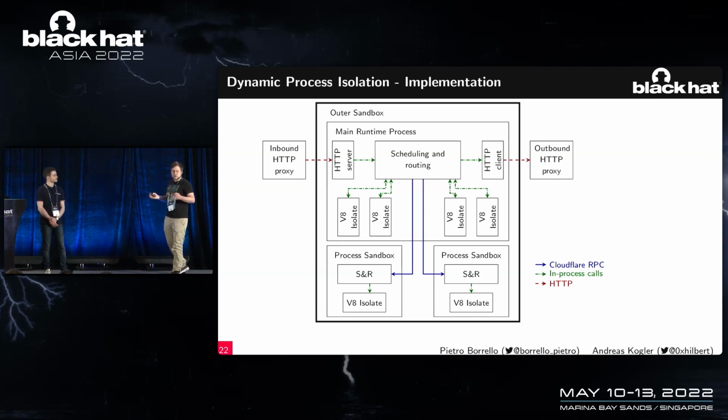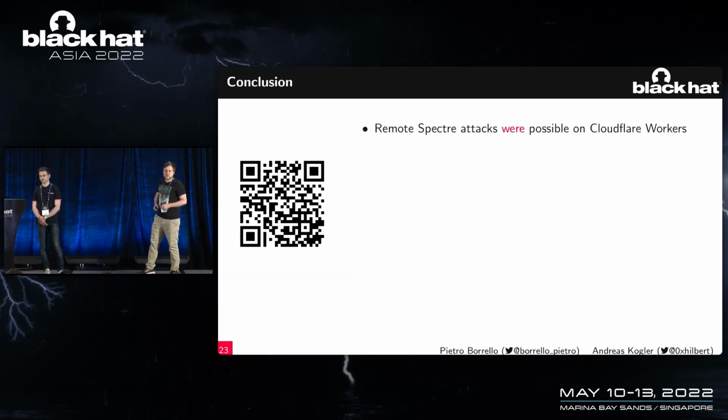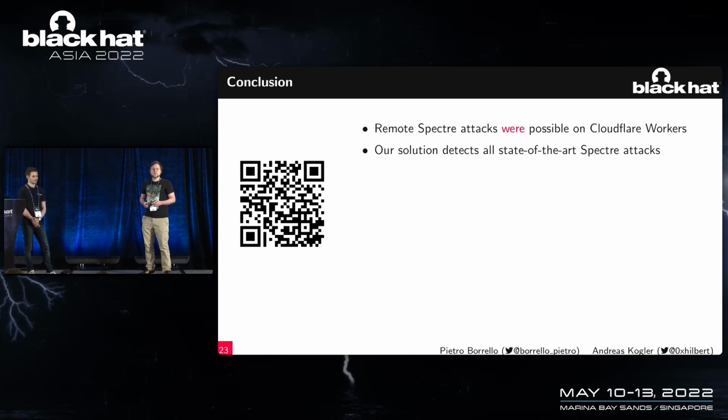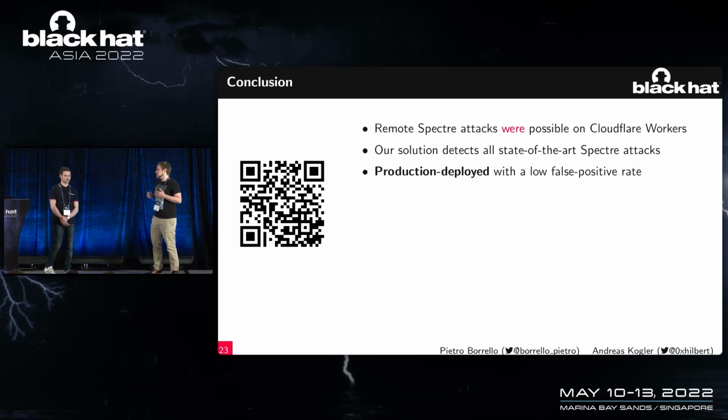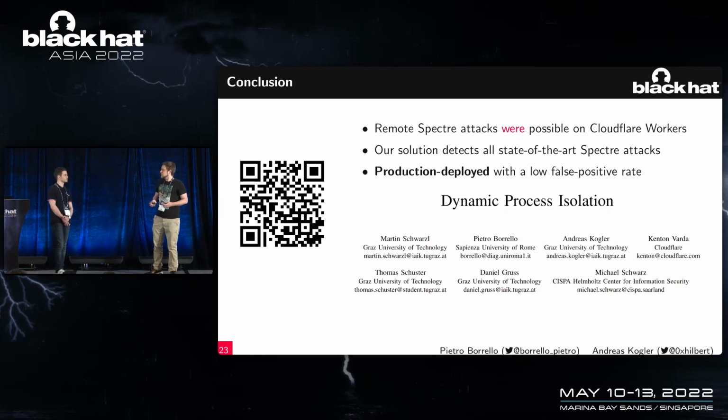So overall, this brings us to our conclusion. We have shown you that remote Spectre attacks were possible in the Cloudflare edge worker systems. However, we developed a mitigation that does not only work against V8 and Spectre V1, as we've shown you, but against all these Spectre variants. Finally, this was also a collaboration with Cloudflare. So this is actually deployed in a production system, and it resulted in a scientific paper, and the QR code is linking to the paper. So it works. Yeah, it works.